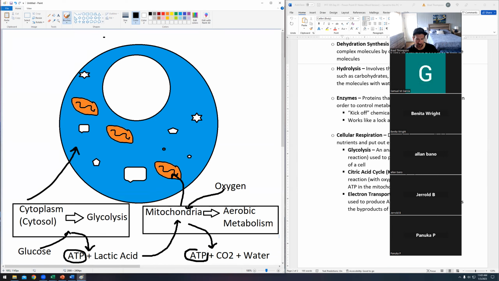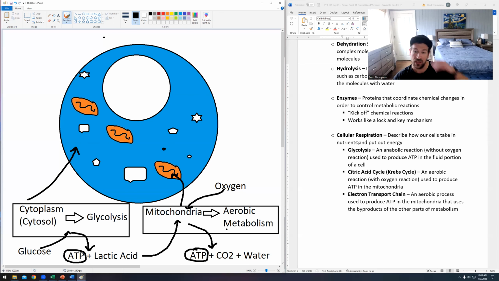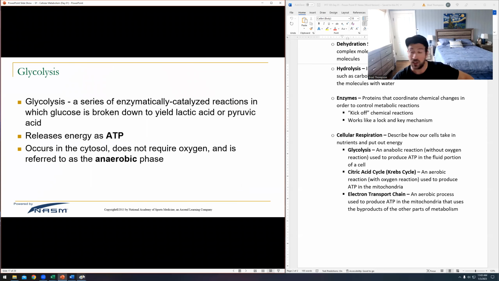So going back to my PowerPoint here, you can see cellular respiration describes all of this happening. Every cell you've got has some fluid in it, so it can do some glycolysis. Glycolysis we call an anaerobic reaction, meaning that it takes place without oxygen. And it uses sugar to produce ATP in the fluid portion of our cell. So it produces energy right in here. Now, it did also make lactic acid as a byproduct.